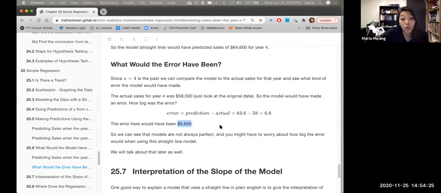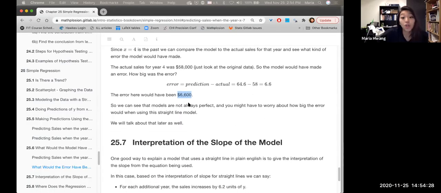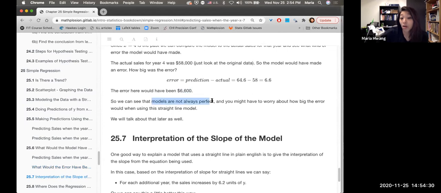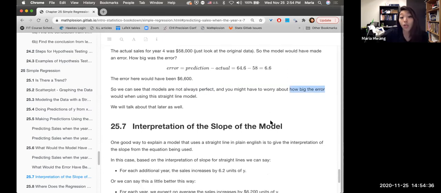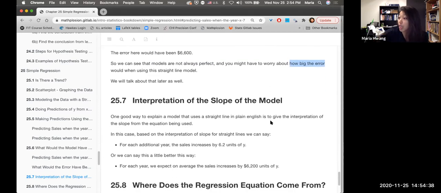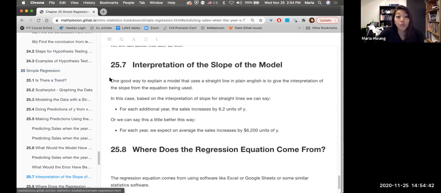Okay. All right. So I think the last bit of this chapter is, as we were just talking about, models are not always perfect. And you do have to worry about how big the error will be. Our goal is to try to reduce that error as much as possible. Okay, so interpretation of the slope of the model.